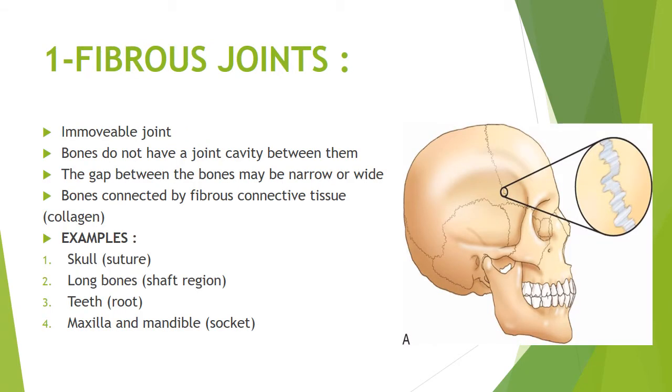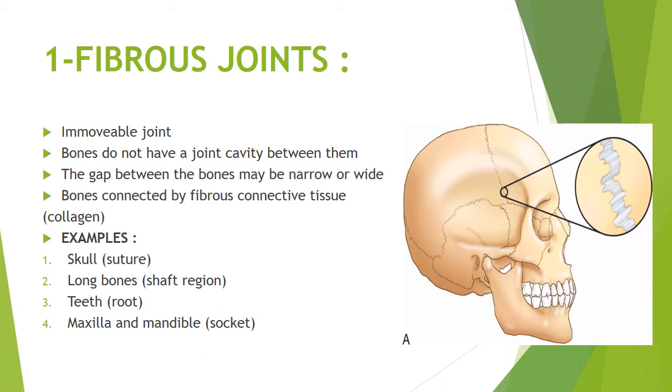Okay students, number one, fibrous joints. Fibrous joints are also known as immovable joints, or fixed joints. Why is it called an immovable or fixed joint? Because it doesn't allow any type of movement. So the question is, why is it called a fibrous joint? Because the adjacent bones of fixed joints are directly connected to each other by fibrous connective tissues.